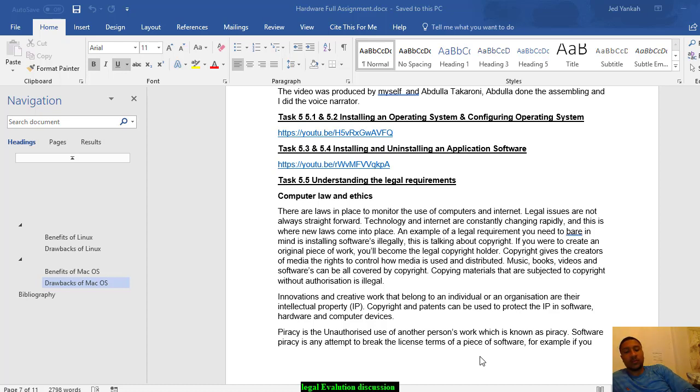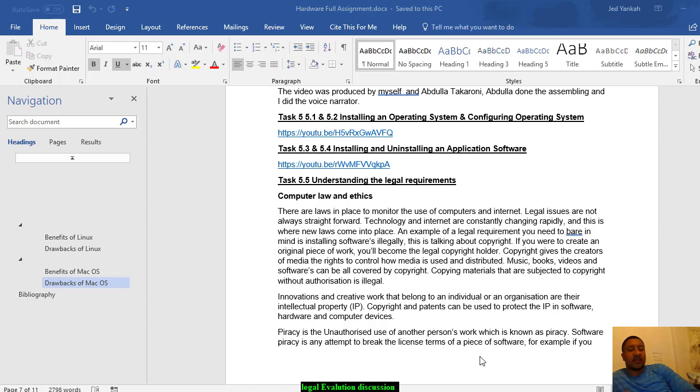For example, Microsoft Word. If you were to download Microsoft Word for free without purchasing any license codes, then what you're doing is illegal. It's Microsoft who produces the software, and it's copyright. What I mean by copyright is, if you were to create an original piece of work, you will become the legal copyright holder.